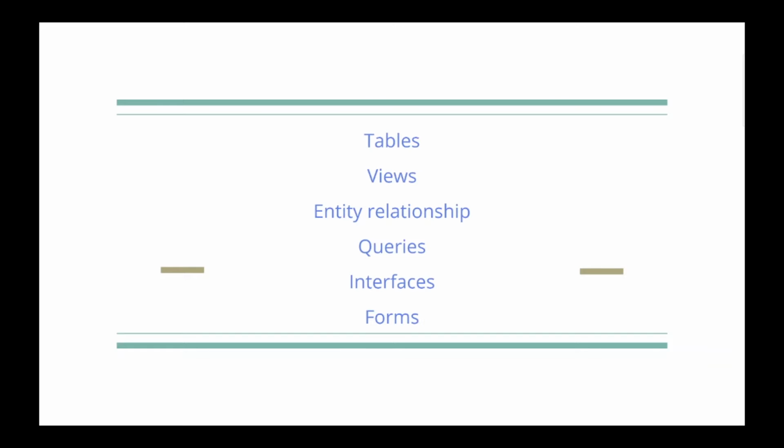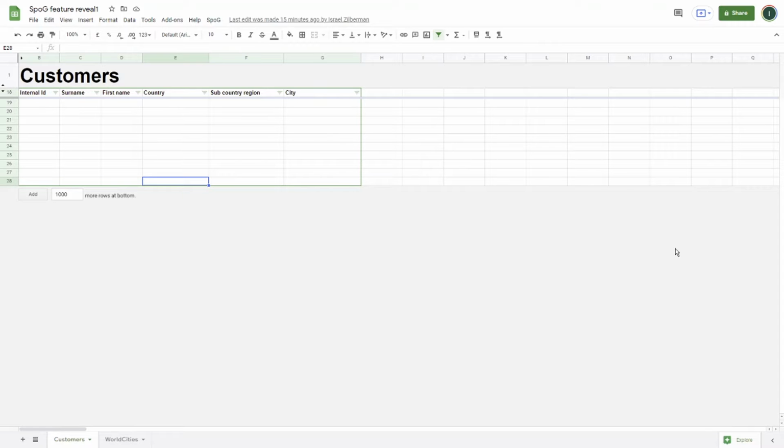SpoG is a Google Sheets add-on that generates various components of a fully functional database application. All of these components are derived from data and metadata you provide codelessly. In this video, we are going to see how to define a combo box list whose values come from another table. These values can be dependent on other column values which the user has entered.